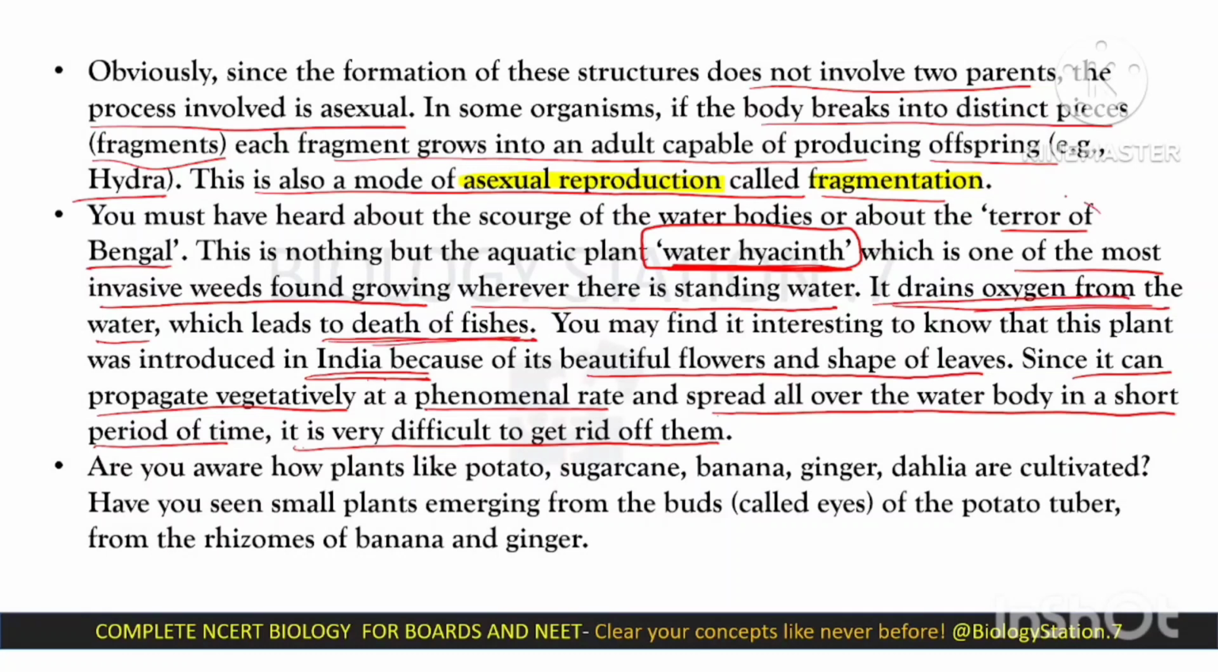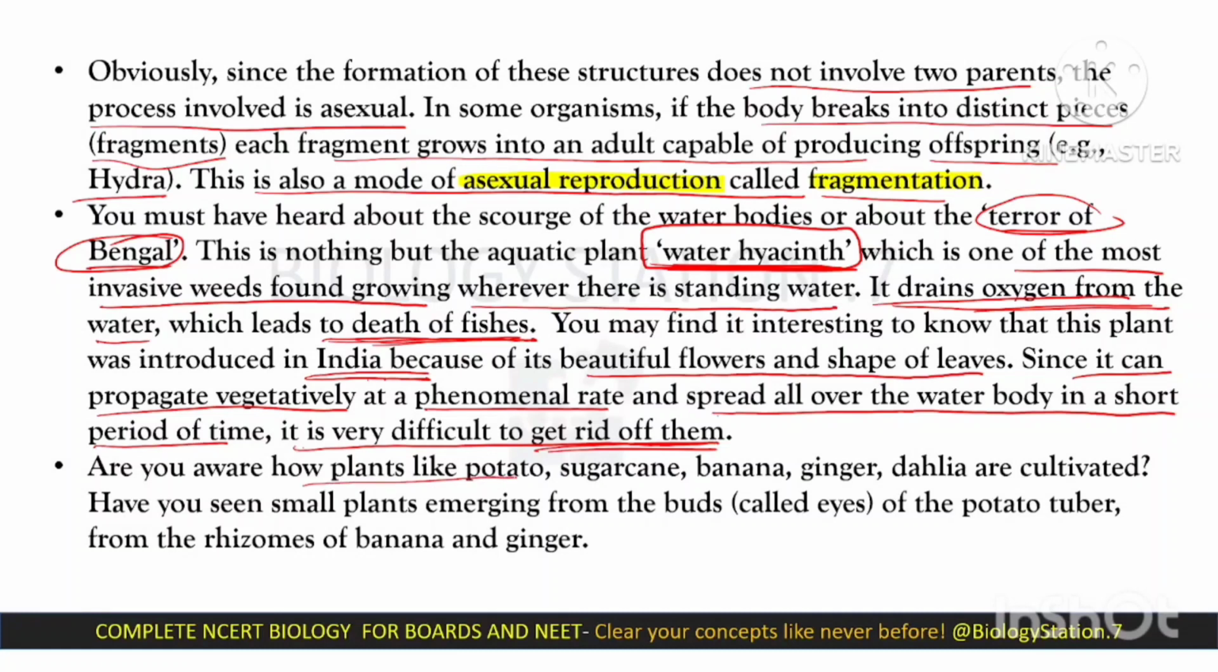So it is called the terror of Bengal, because first it was introduced in the Bengal area and later it led to the death of many fishes, and now it is really very difficult to get rid of these plants. So it is a very important example, keep it in mind.